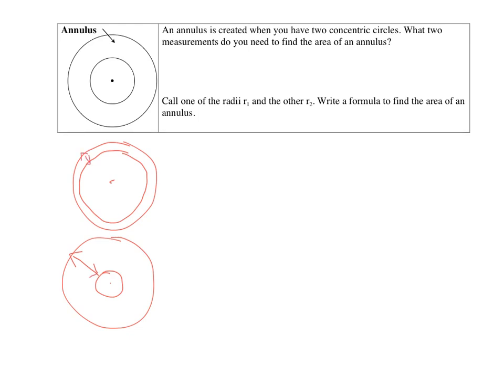Okay, so what two measurements do you need to find the area of an annulus? Well, you're going to need the radius of the outer circle and the radius of the inner circle. All right, so if we call one of those radii R1 and the other radii R2, we can put together a formula. It doesn't matter which one's which. So if we take the area of the outer circle as pi R1 squared, and then subtract from that the area of the inner circle as pi R2 squared.